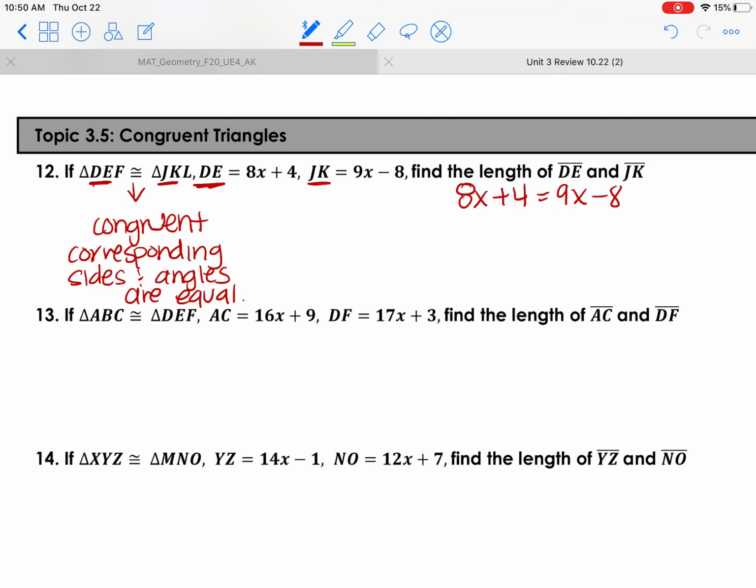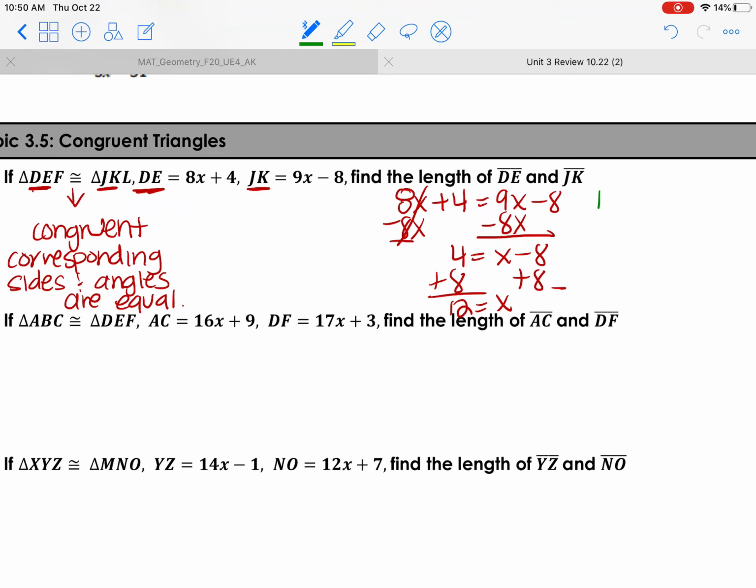So notice that in this equation, you have x on both sides of the equal sign. So you're going to move the smallest x term. And you get 4 equals x minus 8, plus 8 on both sides, and then you get x equals 12. But again, we're not done there because we got to come back and substitute. So DE is 8 times 12. I'm going to replace the x with its value, 12, plus 4.